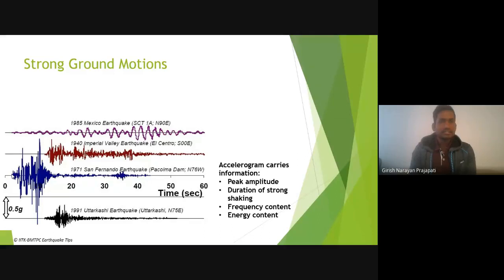So what information does our acceleration carry? It carries the peak amplitude, and the total duration, up to what time the acceleration is going on. Generally our earthquake lasts only a few seconds. Here you see the main earthquake, the strong waves are coming for only a few seconds, like 5, 6, or 10 seconds maximum, and the rest are secondary waves. After that we have frequency content, what the amplitude is at any given time, and energy content, what the energy is at any given frequency.